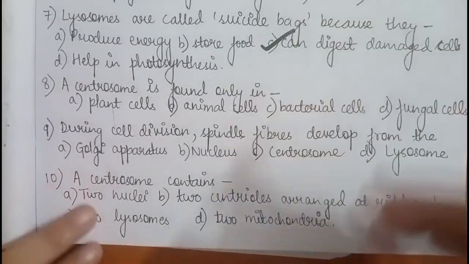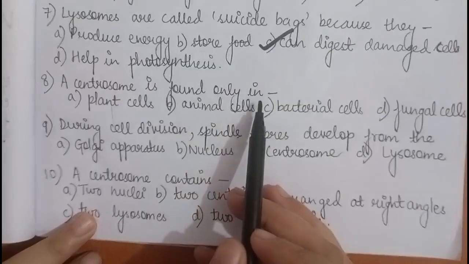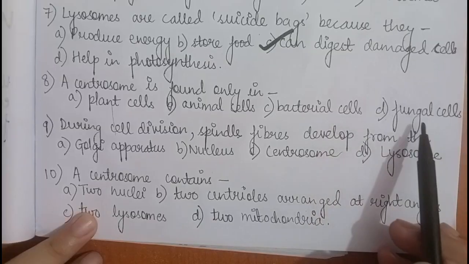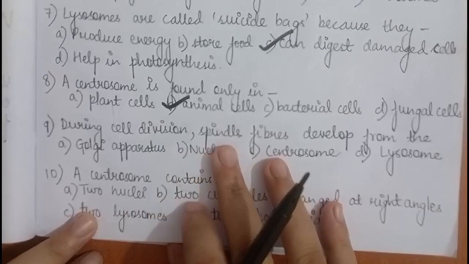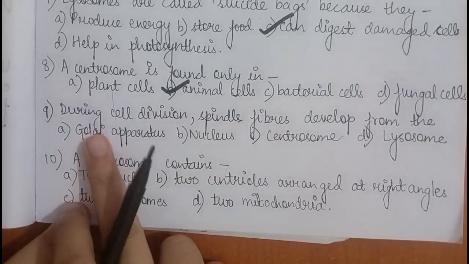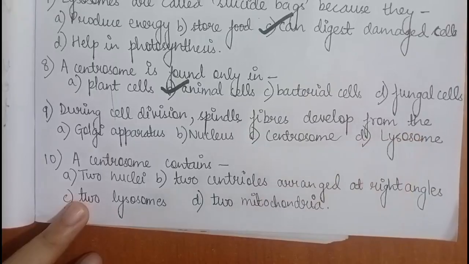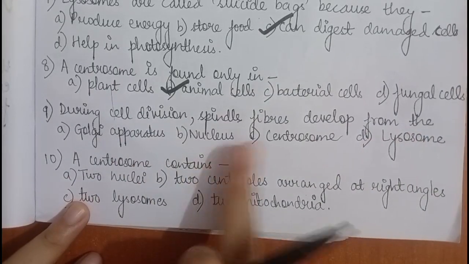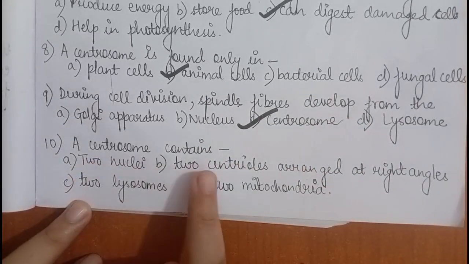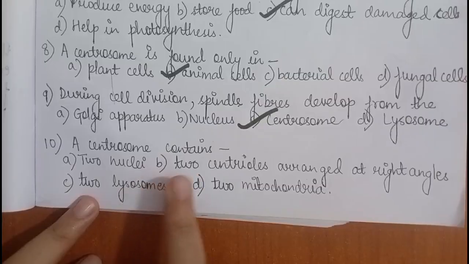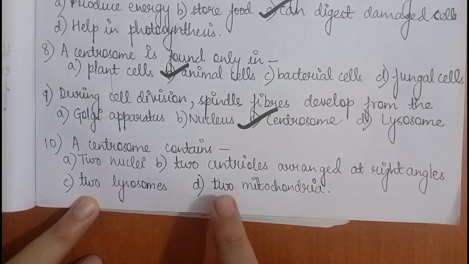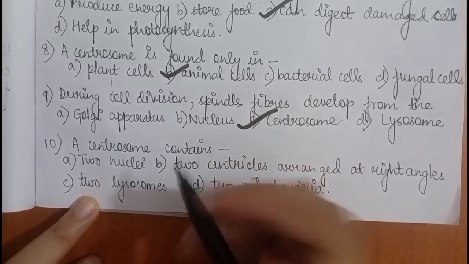Next question. A centrosome is found only in plant cells, no, they are absent. Animal cell, yes. Bacterial cell, no. Fungal cell, no. They are found only in animal cells, and their function is to help in cell division. During cell division, spindle fibers develop from the Golgi apparatus, no. Nucleus, no. Centrosome, yes. Lysosomes, no. Option C is correct. A centrosome contains two nuclei, no. Two centrioles arranged at right angles, yes. Two lysosomes, no. Two mitochondria, no. So option B is correct.